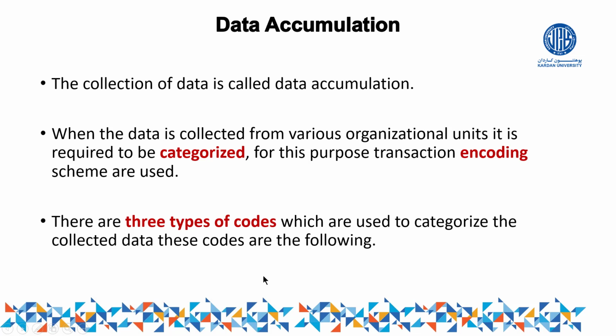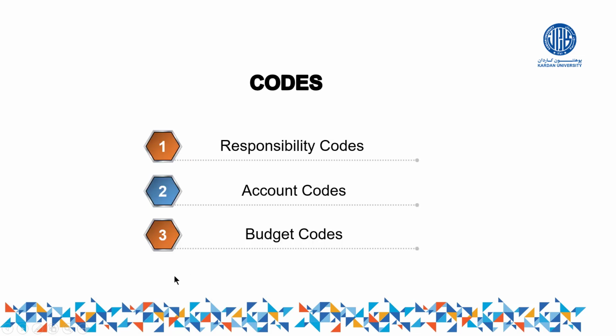Three types of codes we use for data gathering or data collection. One type of code we use is called responsibility codes. The second type of code we use is called account code, and the next type of code that we use is called what? Budget code. So now let us explain each of them one by one.